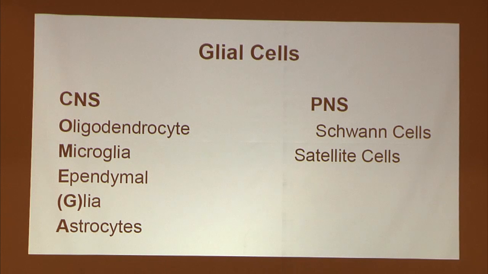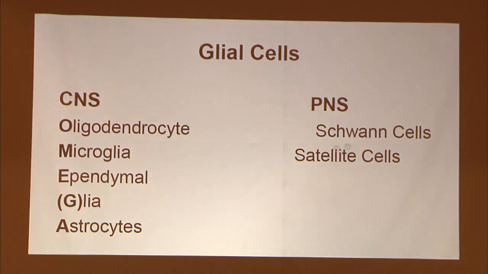Okay, and then besides neurons, we also have glia cells or glial cells. So these are support cells. They're going to help our neurons survive in the CNS and PNS, so central nervous system, peripheral nervous system. A mnemonic to remember the glial cells for the central nervous system is OMEGA. So O is oligodendrocyte, M is microglia, E is ependymal, G is just glia, because we needed omega, it sounded weird, and then A for astrocytes.